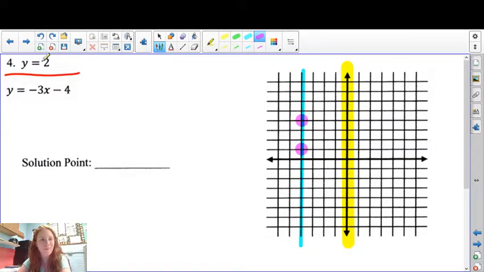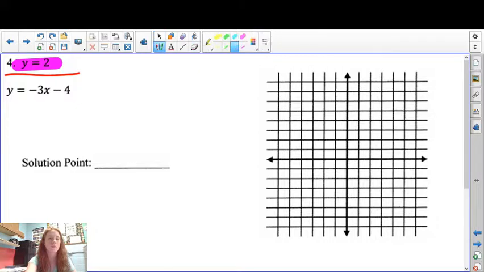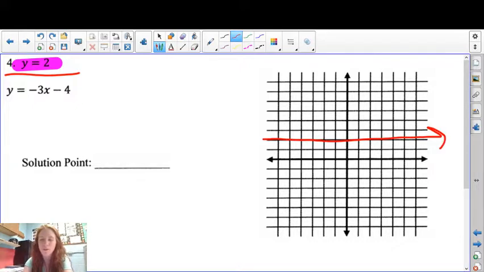I want my y to be consistently 2. So if I continue just putting dots, I notice my y value is not changing. However, that contradicts the equation where y is always 2. So unfortunately, when I have y equals, my line is horizontal. And it's horizontal where the y value is 2.